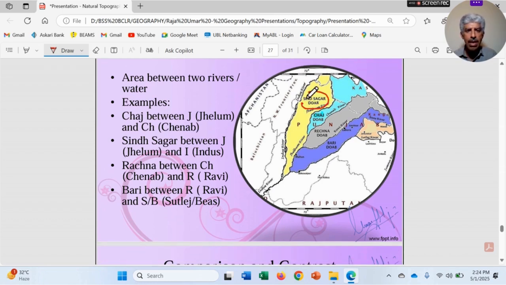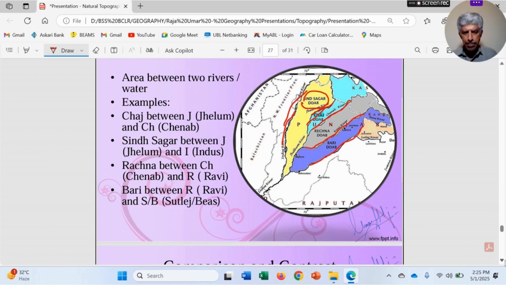Now you can see Sindh-Sagar Doab between river Jhelum and river Indus, and then Chaj Doab is between Chenab and Jhelum, and Rachna Doab is between Ravi and Chenab, and Bari Doab is between river Beas and Ravi.